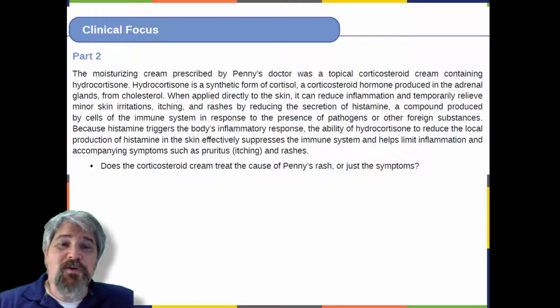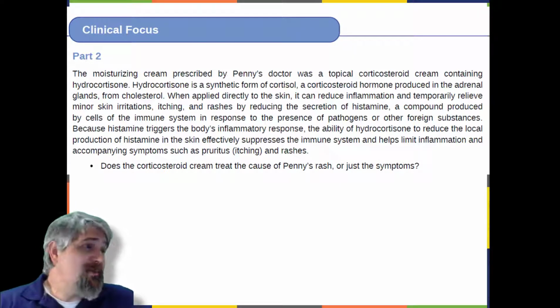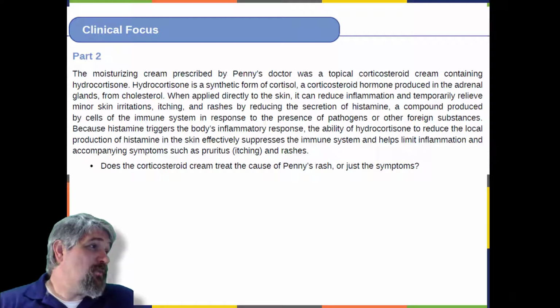Clinical Focus Part 2. The moisturizing cream prescribed by Penny's doctor was a topical corticosteroid cream containing hydrocortisone. Hydrocortisone is a synthetic form of cortisol, a corticosteroid hormone produced in the adrenal glands from cholesterol. When applied directly to the skin, it can reduce inflammation and temporarily relieve minor skin irritations, itching, and rashes by reducing the secretion of histamine, a compound produced by cells of the immune system in response to the presence of pathogens or other foreign substances.